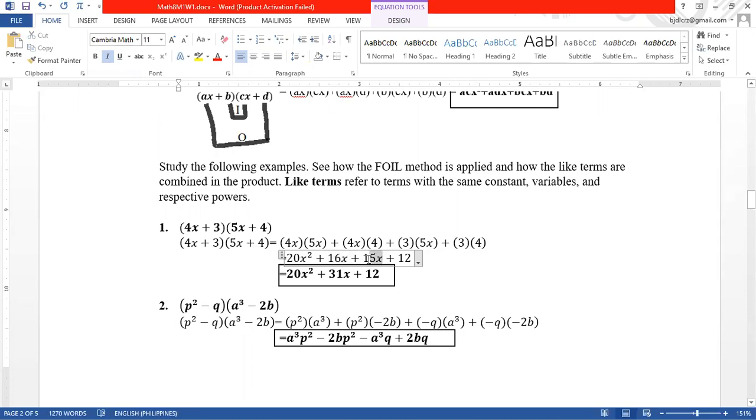and 15x. So we add 15 and 16, since they have the same variable, which is x. So multiply 15 plus 16 is equal to 31x. So we have here the final answer, which is 20x squared plus 31x plus 12.